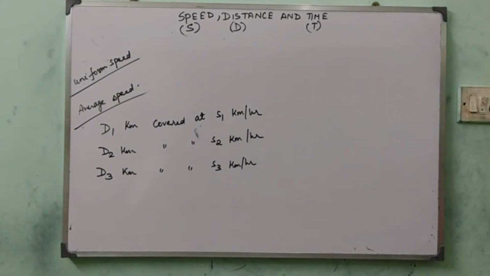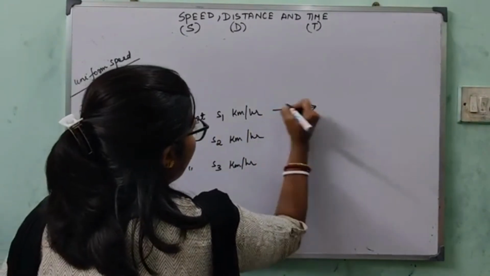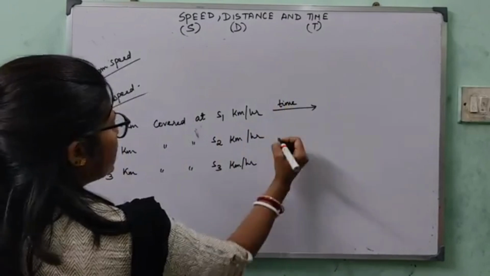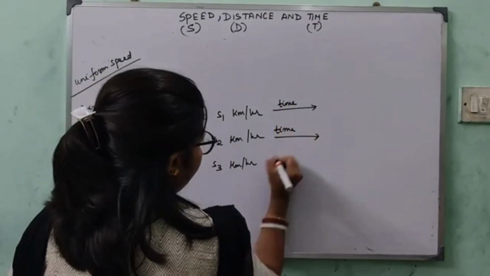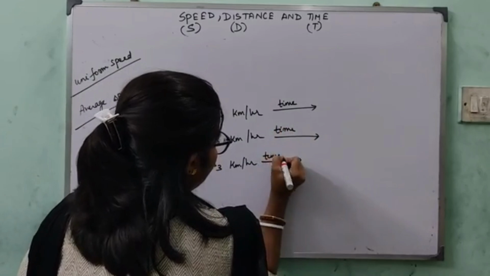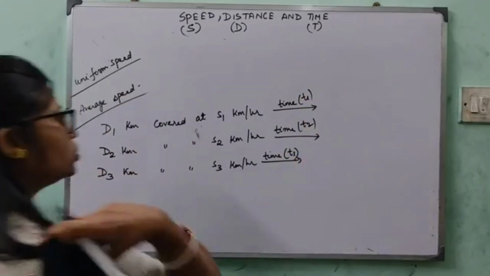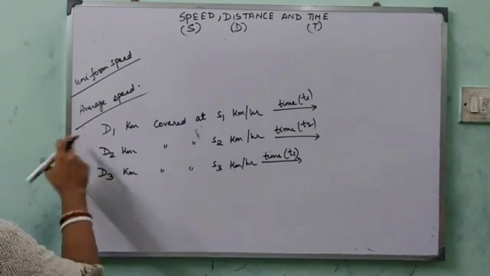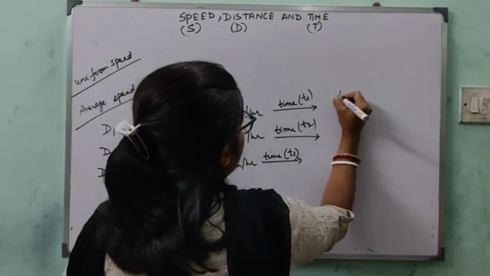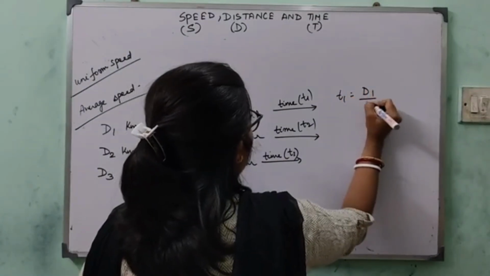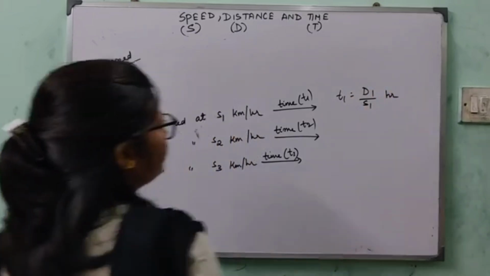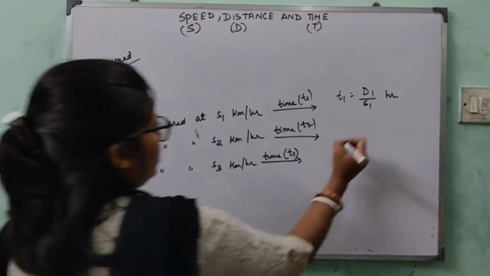So how do I find the average speed? Because time is not given to me, but what is given? The speeds are given at which these distances are covered. So what you will do in this case is, for each case you will find out the time. For this you will find out the time, for this you will find out the time, and for this you will find out the time. So let us take these as t1, t2 and t3. To calculate the time during the first journey, t1 is equal to d1 by s1, since distance by speed is time.